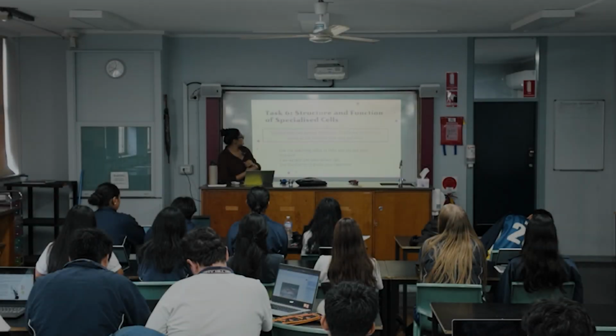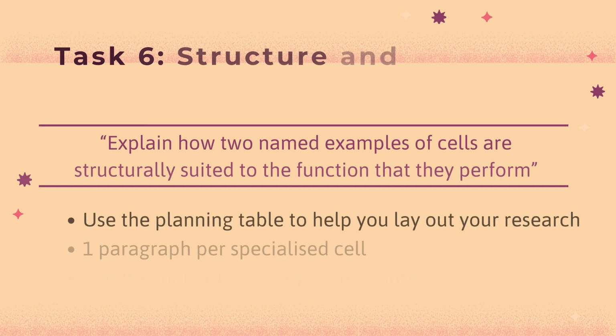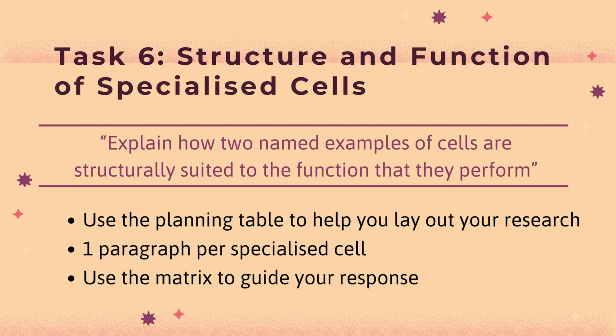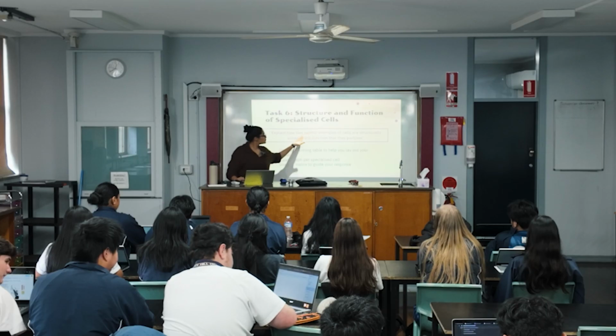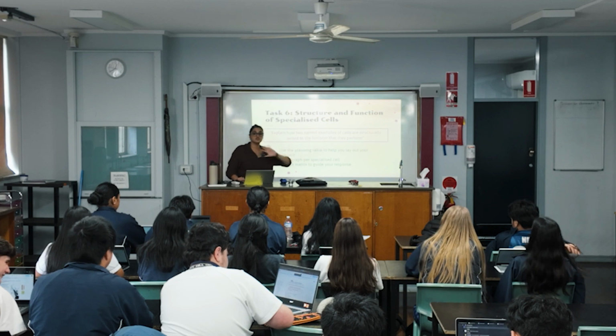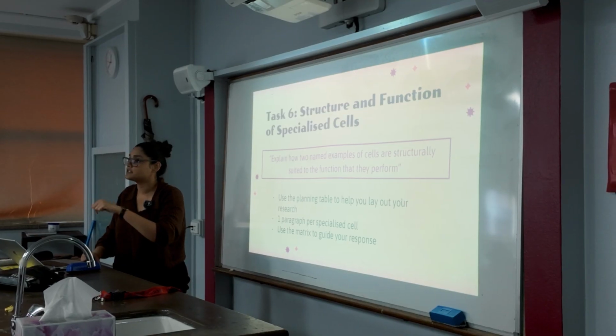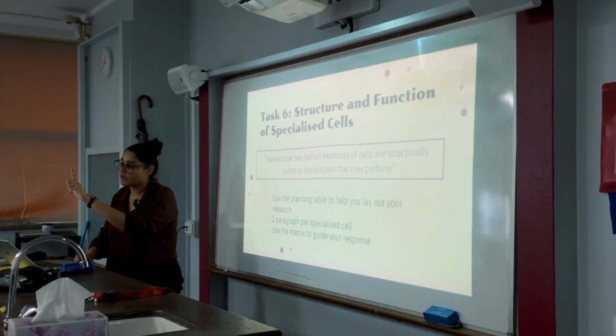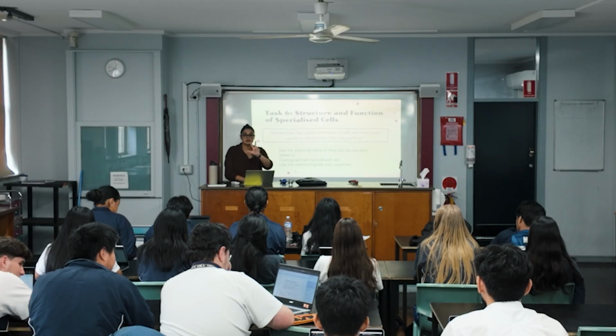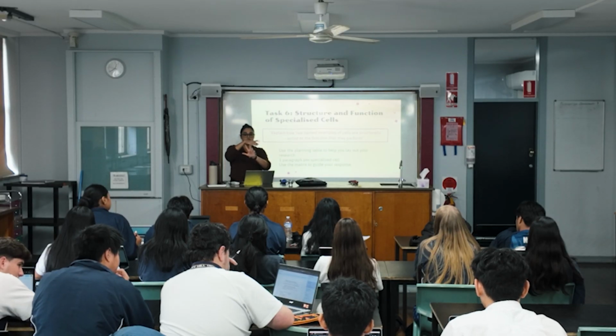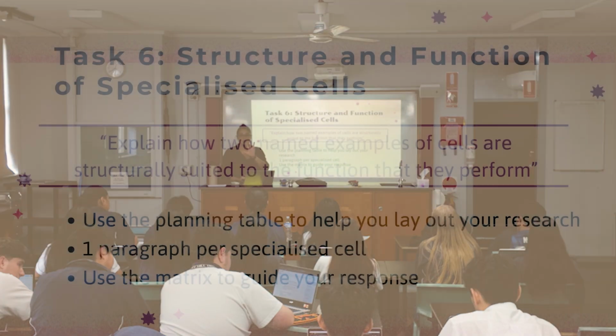Hold on. When it comes to the question, the verb here is explain. And in a moment, I'm going to change over slides. I'm going to bring up the alarm matrix. But it requires you to delve into a little bit more detail. 2 named examples of cells. You choose whichever. You need to be able to tell me what it is, where it's found, what it looks like, and how its structure allows it to perform its role.